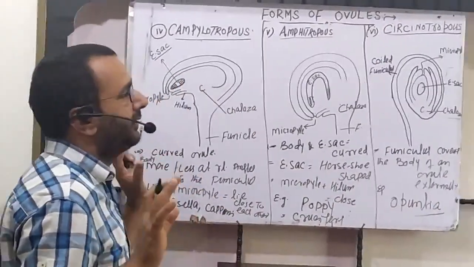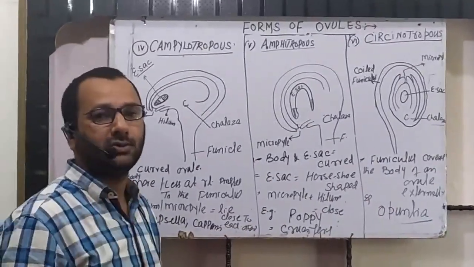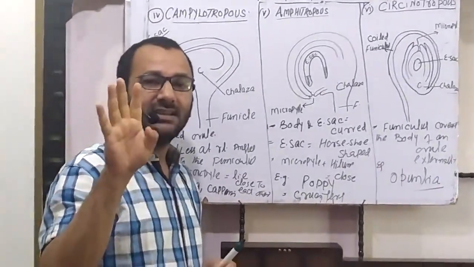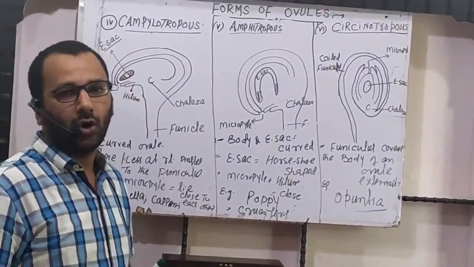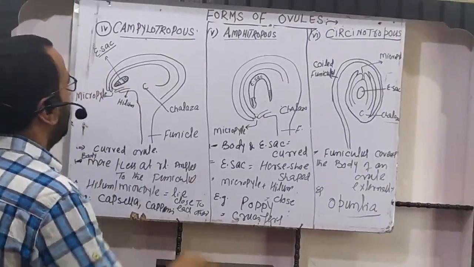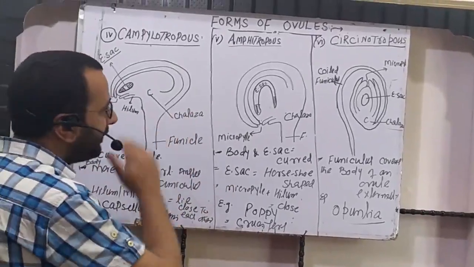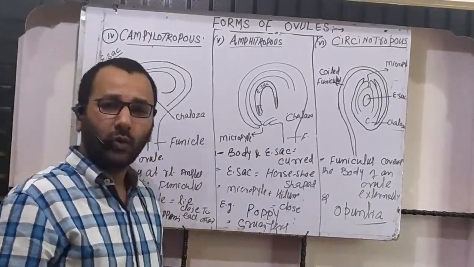So these were the different types of ovules. So in short, we have 6 types of ovules: orthotropous, anatropous, hemitropous, campylotropous, amphitropous, and cercinotropous.